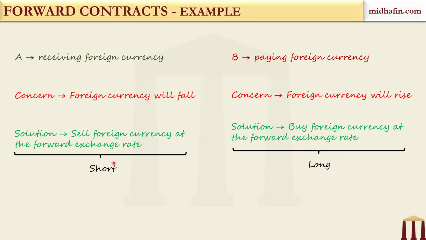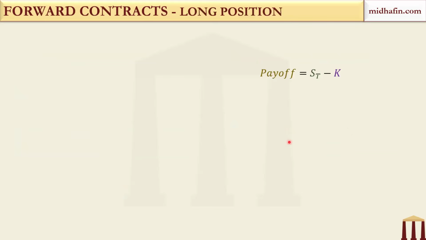So this is the short position where a party agrees to sell the underlying. This is the long position where the party agrees to buy the underlying in the future. Okay, so let's see the payoff of a long position in a forward contract. So the payoff is given by ST minus K, where what is ST and what is K?